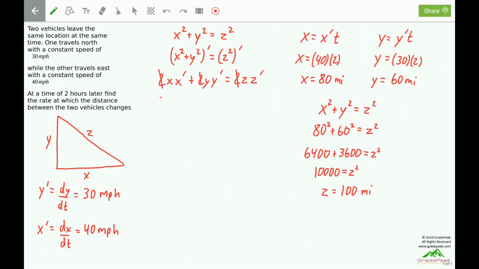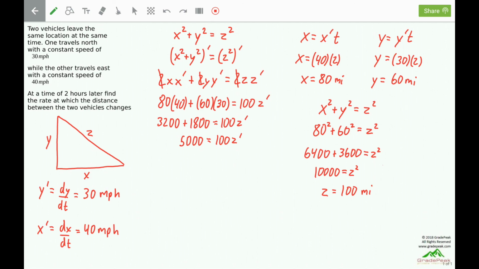So back up here at the related rates, our x is 80, our x prime is 40, our y is 60, our y prime is 30, our z is 100, and then we have the z prime. 80 times 40, 8 times 4 is 32, and we have a 0 from each, plus 60 times 30, 6 times 3 is 18, and we have a 0 from each, equals 100 z prime. 3,200 plus 1,800 add up to be 5,000.